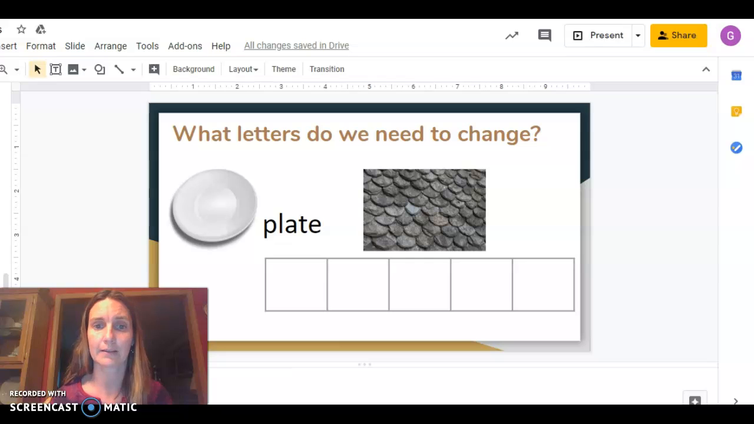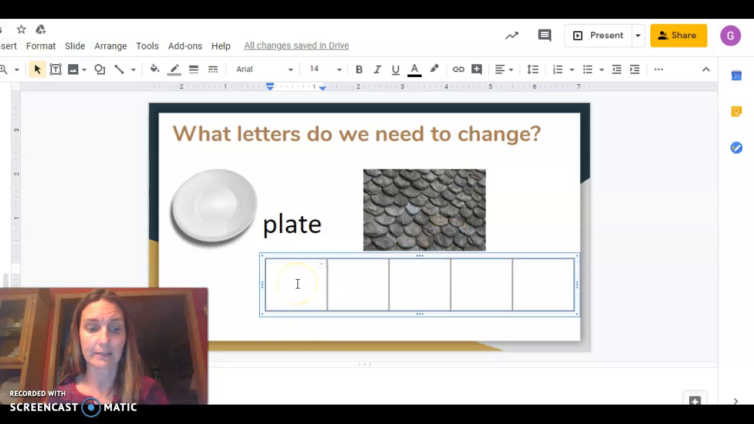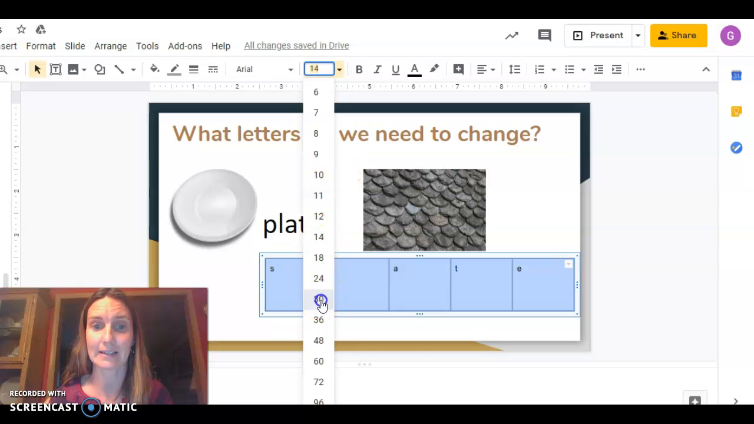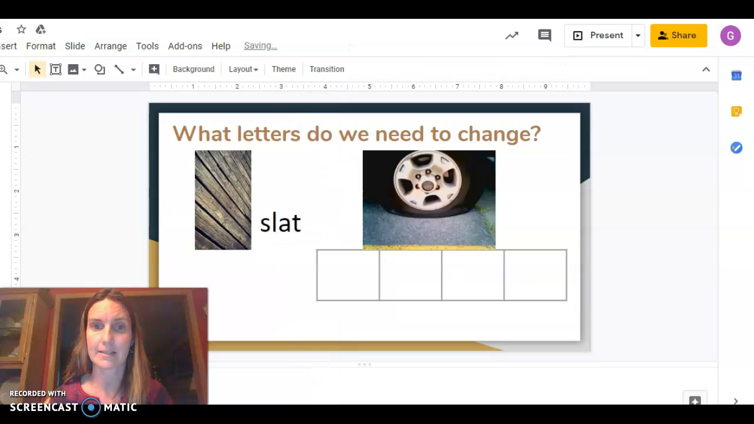Let's keep going. Now we have plate, but we want it to say slate. Let's stretch out slate. Slate. S-l-a-t-e. Slate. Where did that change happen? At the beginning. We said goodbye to the letter P and hello to the letter S because that makes the S sound to make plate into slate. Nice job. Let's keep going.